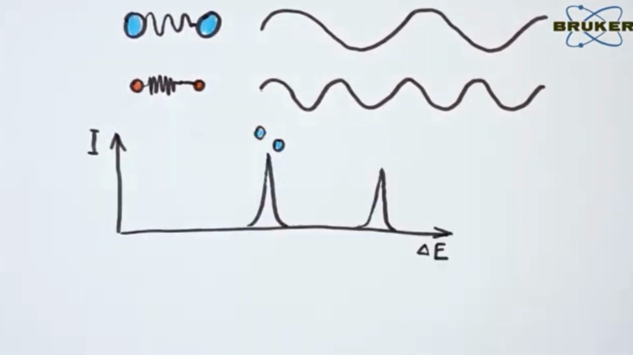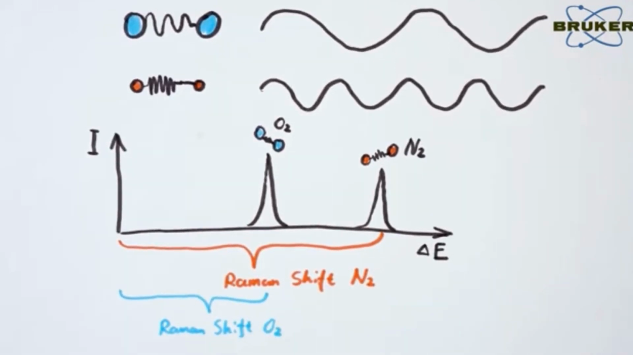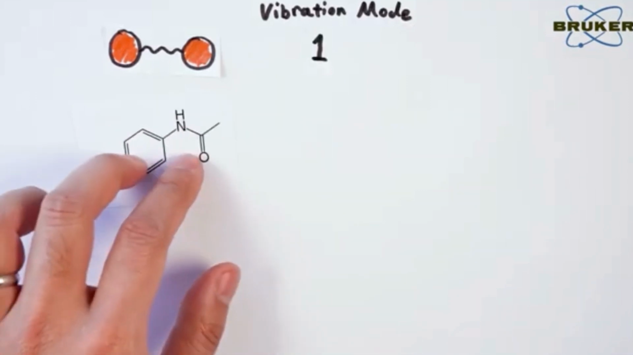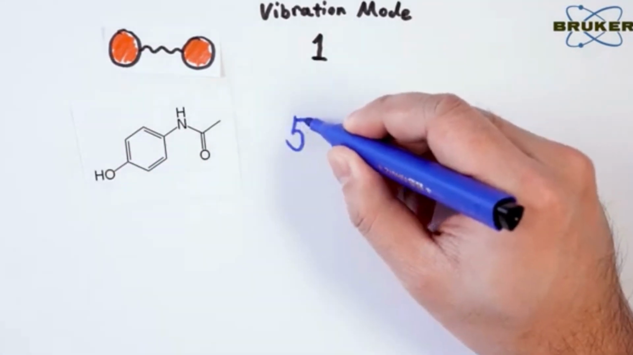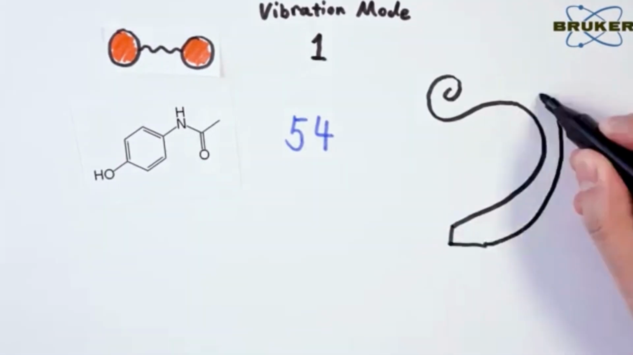Let's look at two very simple molecules, oxygen and nitrogen. Oxygen has more mass and therefore a lower frequency than nitrogen, and consequently, Raman scattering from oxygen and nitrogen will have a different energy shift. Simple molecules like nitrogen and oxygen have only one vibrational mode. A more complex molecule, such as paracetamol, has 54 normal vibrational modes, and each mode has its own natural frequency.